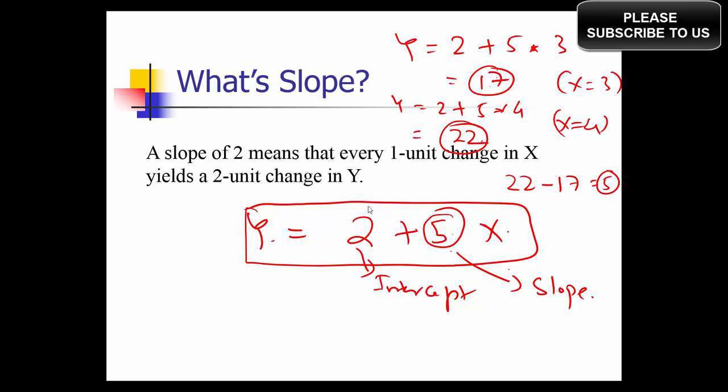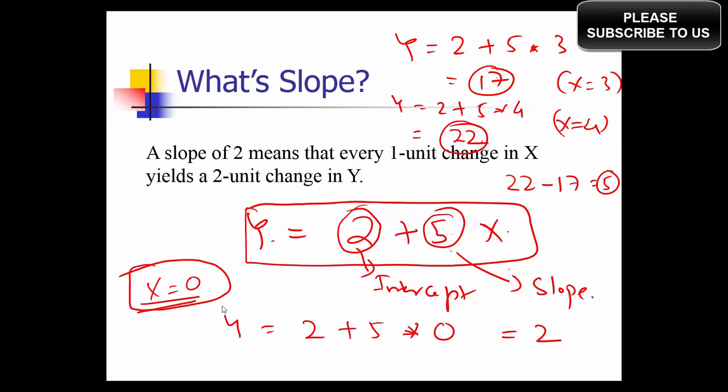And how do we define the intercept? Take x equal to 0. When x is 0, or x is at the origin, what happens to y? y equal to 2 plus 5 multiplied by 0, which is 2. So when x is 0, y takes the value 2, and that is exactly equal to the intercept. So the intercept is the value of the dependent variable when the independent variable is 0. This is the basic definition of intercept and slope.